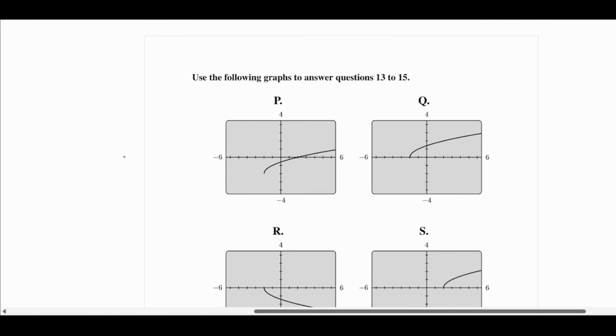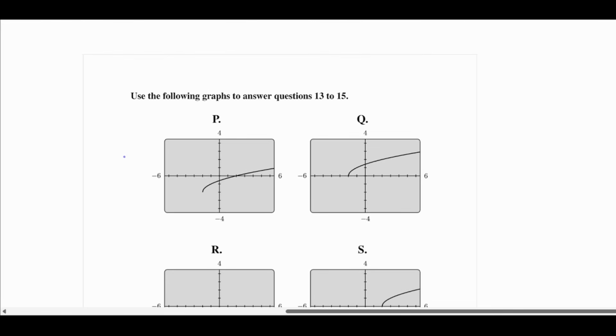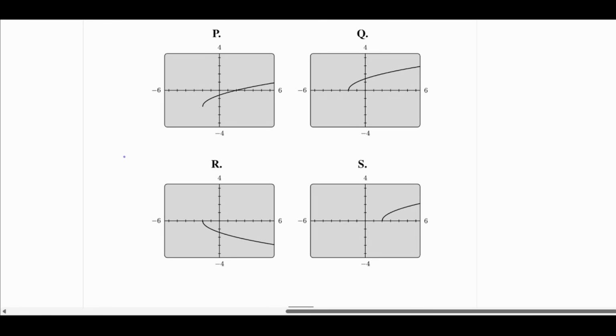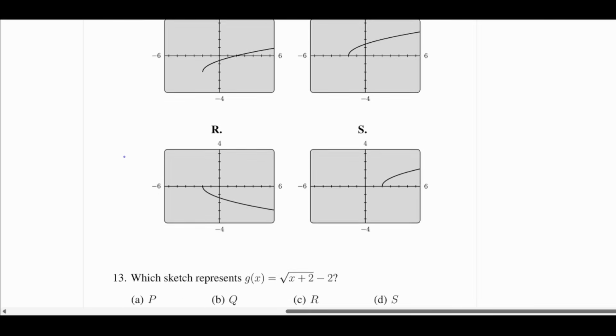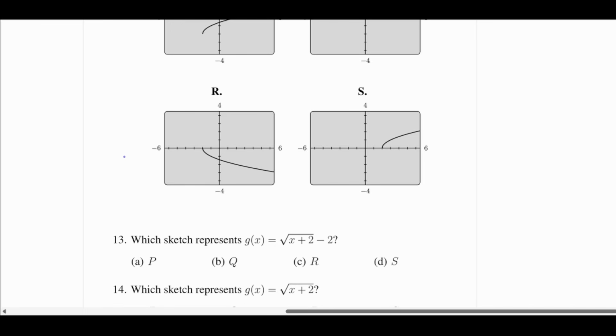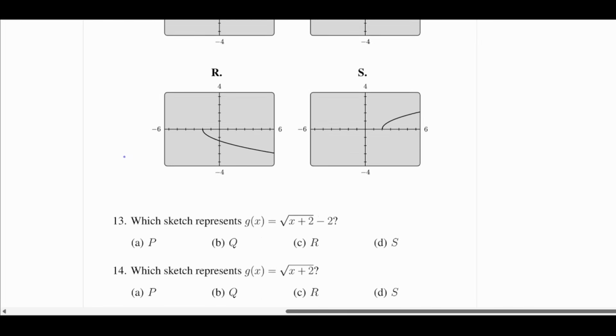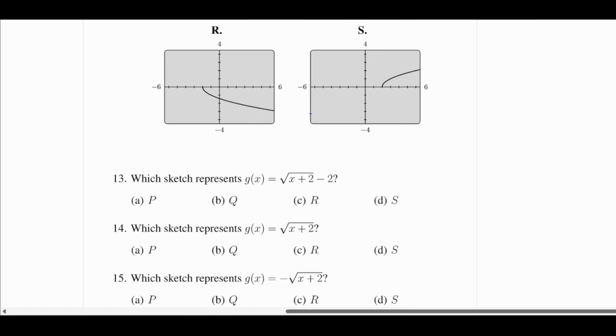Now we go to question 13. We're given 4 diagrams and then we're asked to match the correct diagram to the correct function that we have here. For any radical, the general form of a radical, so if we are using g of x, the general form is a root of x minus h plus k. That is the general form of any radical.